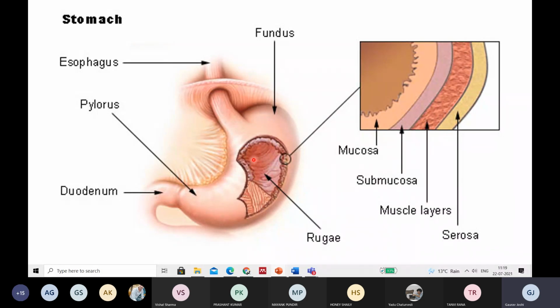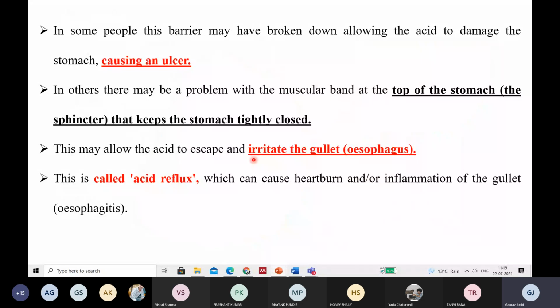So this is the first important thing, right? So I'll be just moving forward now. Where these types of drug will actually work, for example, in some people this barrier may have broken down, right? In some cases there are cases of peptic ulcer, right? Or the mucosa layer is damaged, right? And when the mucosa layer is damaged, what will happen? There will be high chances that the stomach will get affected with the acid, leading to what? Leading to either a peptic ulcer or some form of tumors, right?